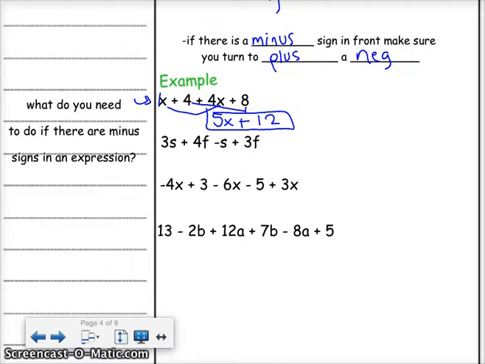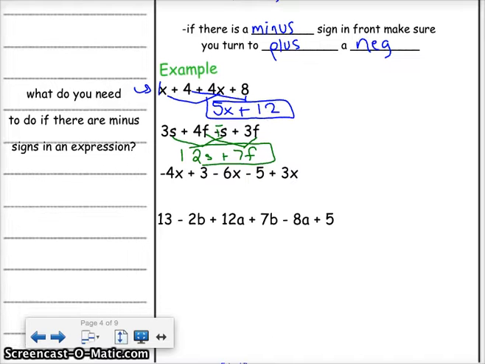Next one. I'm going to plus a negative for that negative s. I have 3s and negative s that are alike. And I have 4f and 3f. So it would be 3 plus a negative 1 would be 2s plus 4f plus 3f's are 7f's. And that is my simplified expression because I cannot combine s and f.